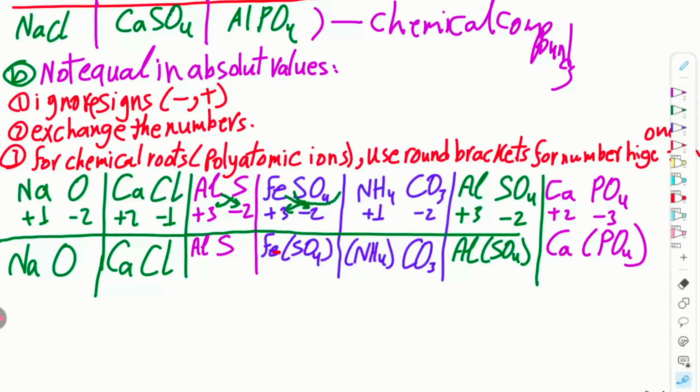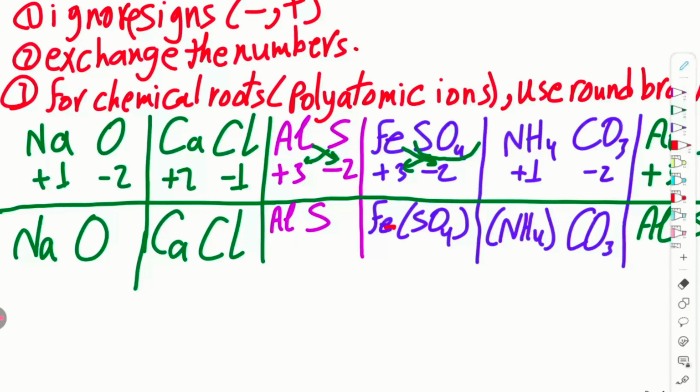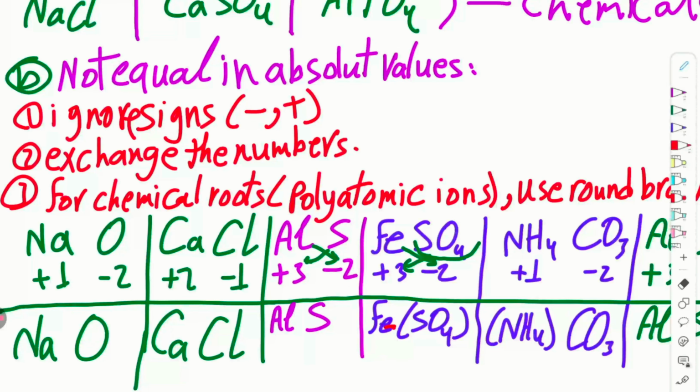Now, exchange the numbers. Here, we need to exchange the numbers. How do we exchange the numbers? For example, I have here oxygen. Let's concentrate on one example. We have oxygen. What is the charge of oxygen? It's -2 as you see here. So we exchange. This takes 1 and this takes 2.